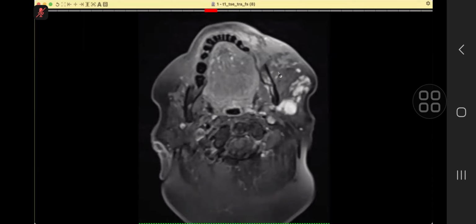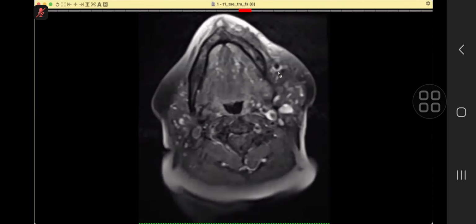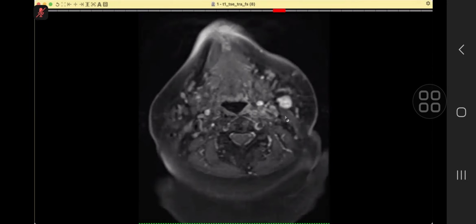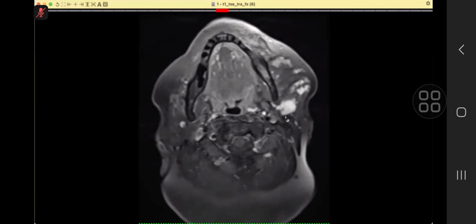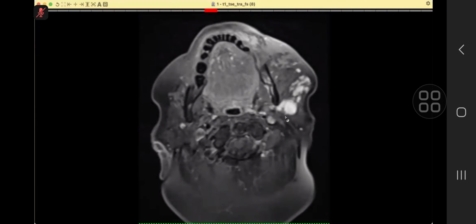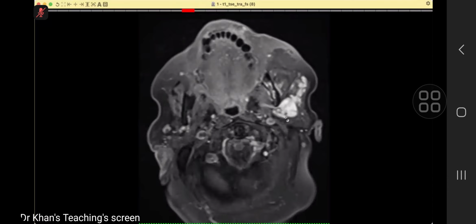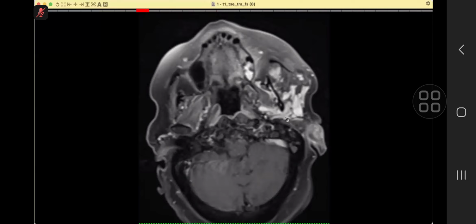There is a contrast enhancement, and it looks like it has originated from the parotid. This is the parotid gland, and it is quite heterogeneous. Pleomorphic adenoma can be a possibility, but pleomorphic adenoma doesn't invade the surrounding musculature. So your conclusion, give me your conclusion.